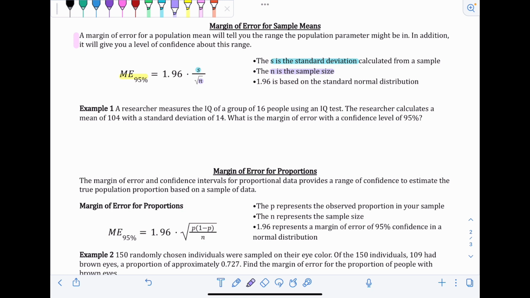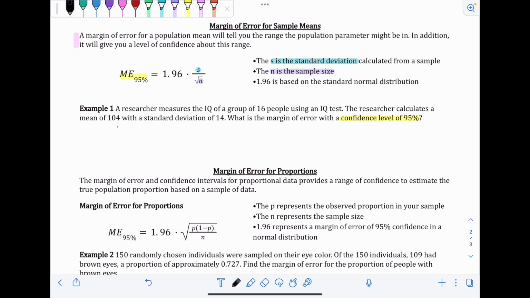So a confidence level of 95%, that's already setting us up to use this exact formula. So we just have to figure out, okay, what is S, that's the standard deviation, and then what is N, the sample size. We don't have to do anything with the mean yet. We'll just use it at the end to make sense of what we just accomplished.